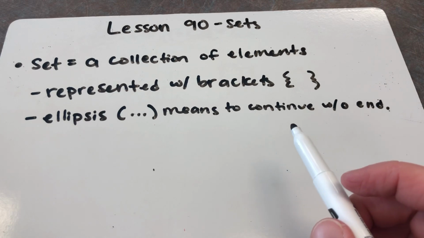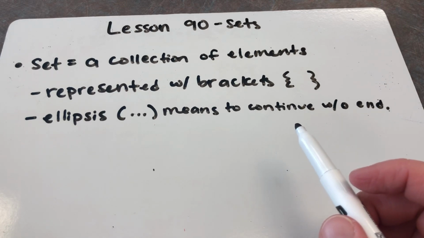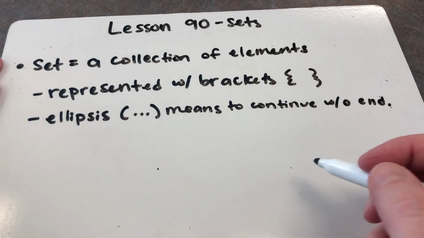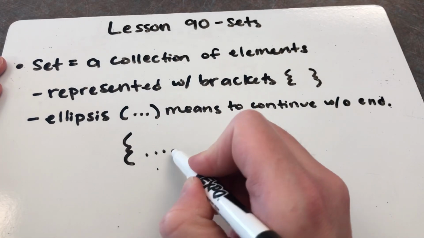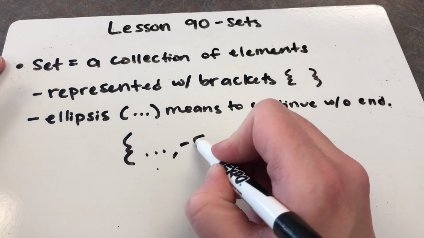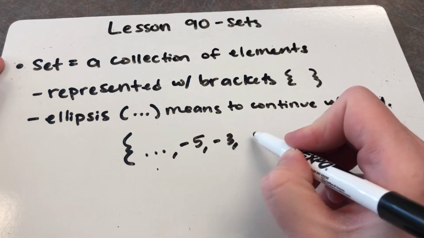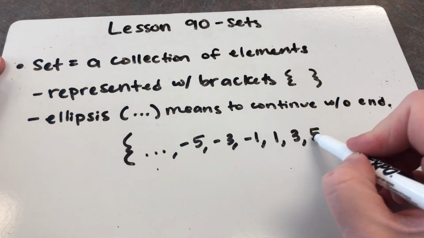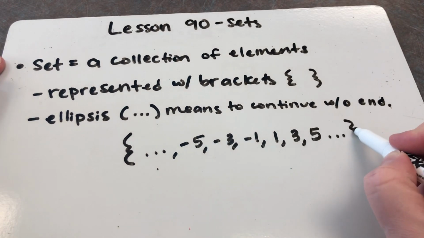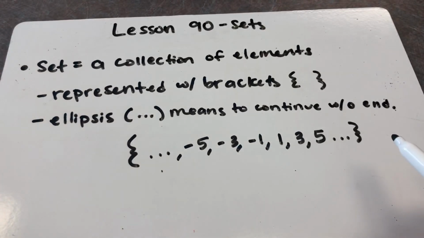So let's say we were going to write the set of odd integers. We would start with our squiggly bracket. We would write ... and I'm going to start with -5, then -3, -1, +1, +3, +5, ... and end with a set of brackets.